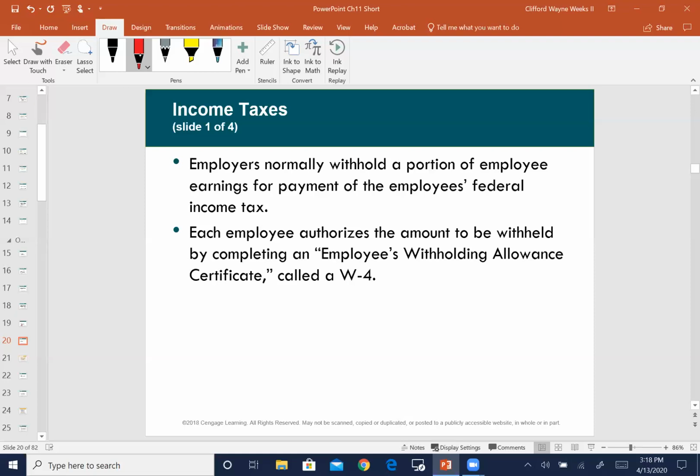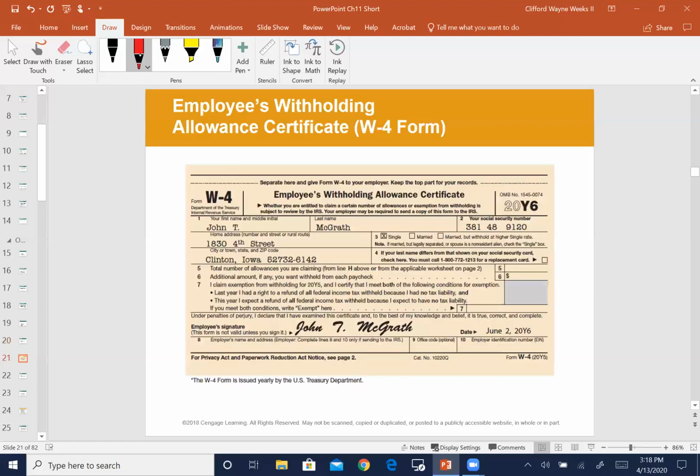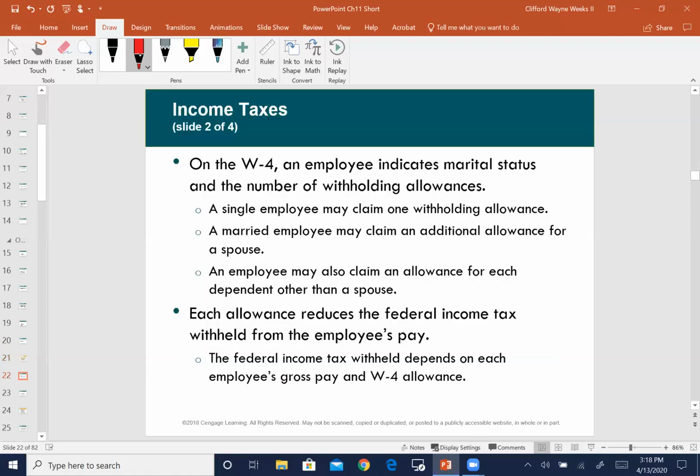Whatever. The W-4 dictates how much is to be withheld from your pay. John T. McGrath filled this out, and it doesn't show it, but I think he took one exemption. So the total number of allowances he took was one. Based on this information, the employer then uses a table to figure out how much he's supposed to withhold from this employee's pay.